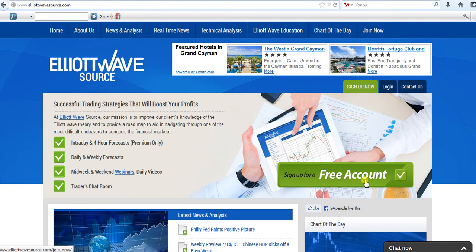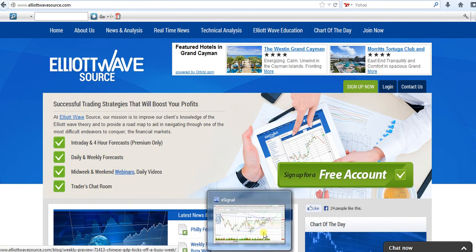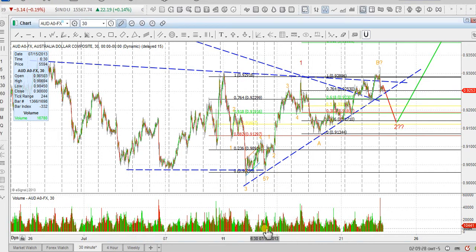Today is July 24th, 2013, and today I will be covering two dollar crosses. That's the Aussie and the pound. And let's just start out with the Aussie.